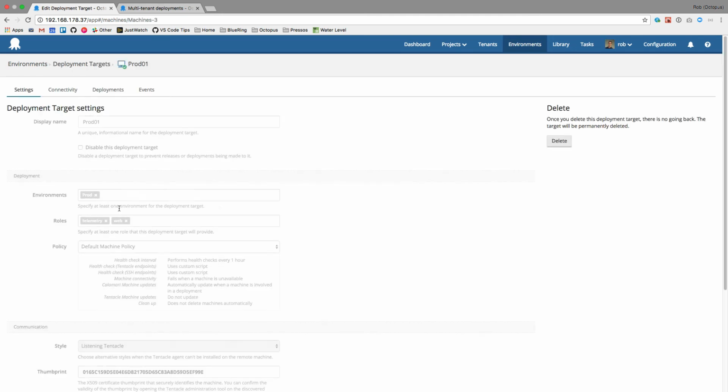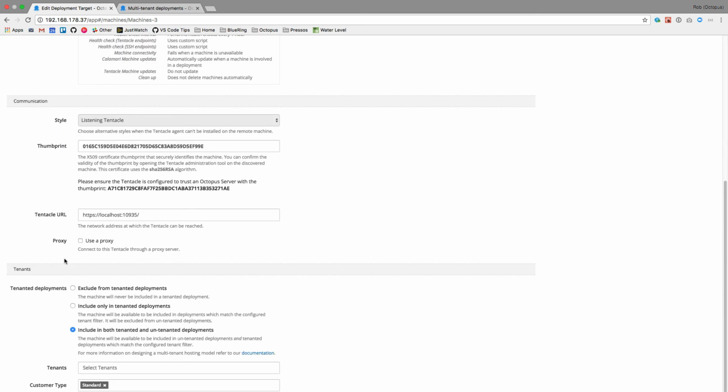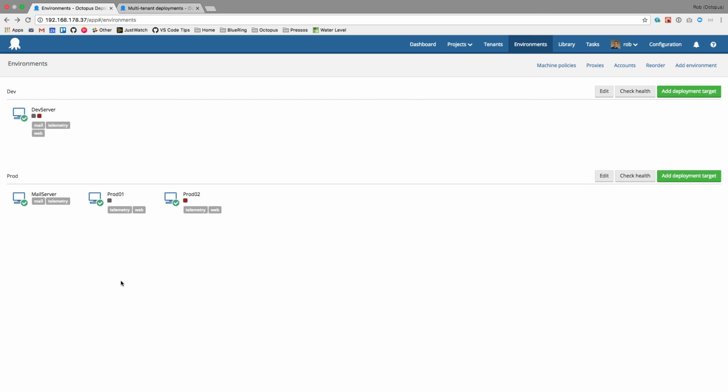So let's take a look at one of our web servers. So you can see this deployment target has standard settings. It does have a couple roles, but the big change is the tenant configuration. Previously, this had two options where a machine or a deployment target could be included or excluded from tenanted deployments. But now in Octopus 3.15, this can be mixed and matched, where a machine can be included in both tenanted deployments and untenanted deployments. And this really unlocks this key scenario where you would have a common untenanted project that you want to deploy to all your servers, whether they're tenanted or untenanted. And this was a highly requested feature, and we're happy to ship it this month.